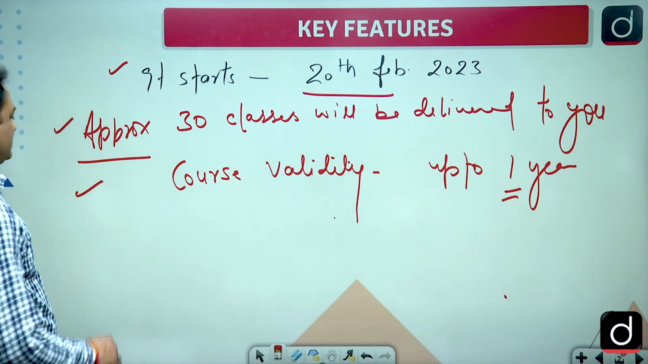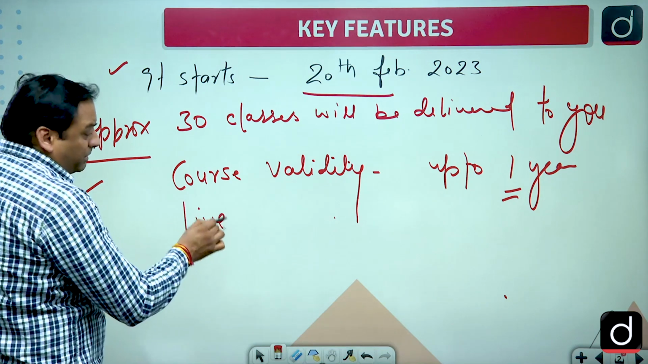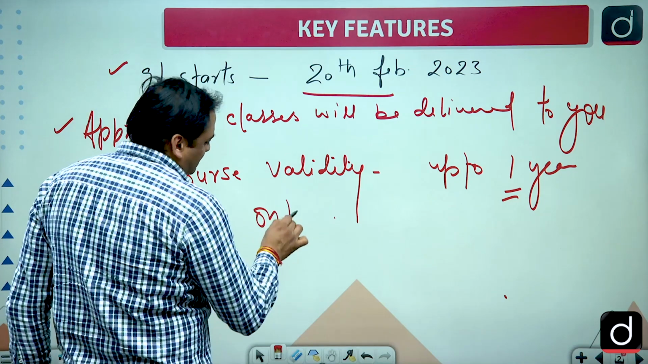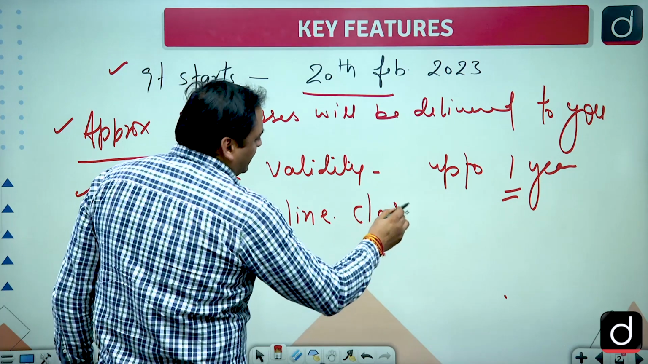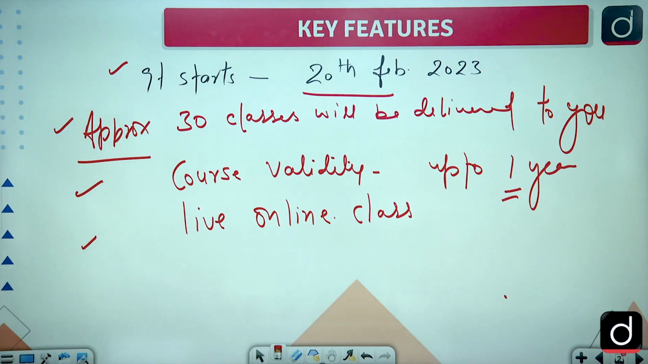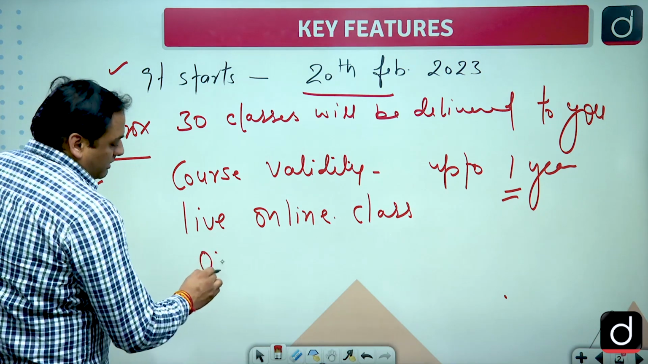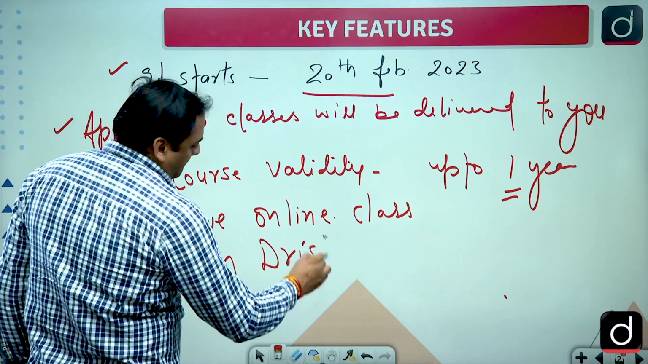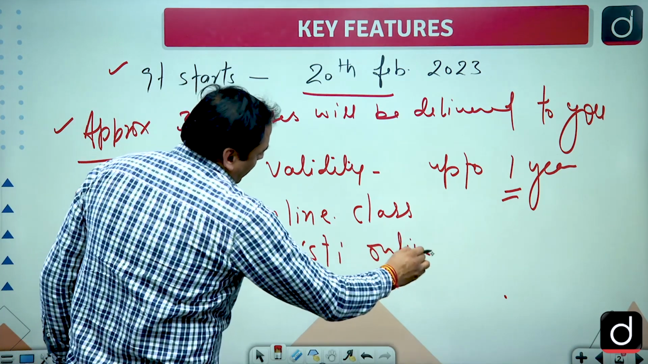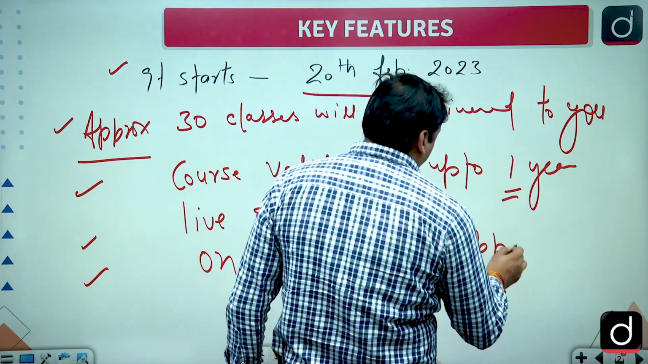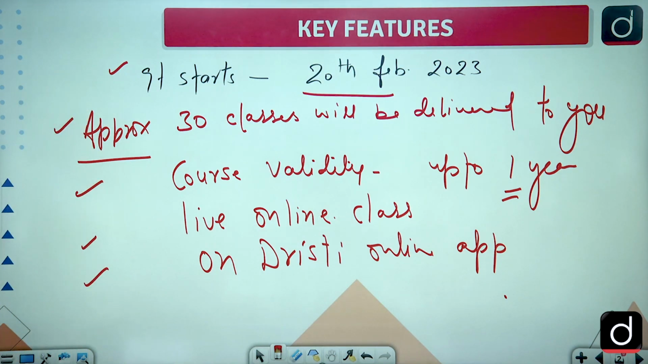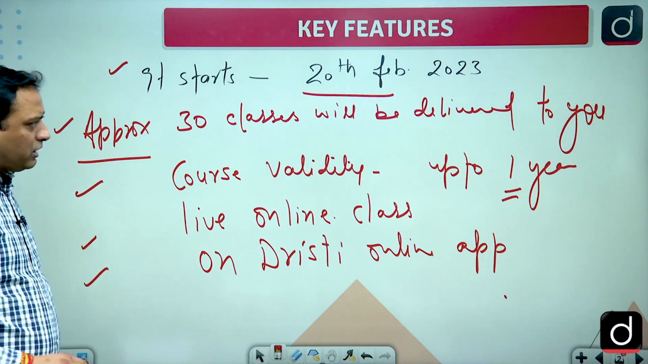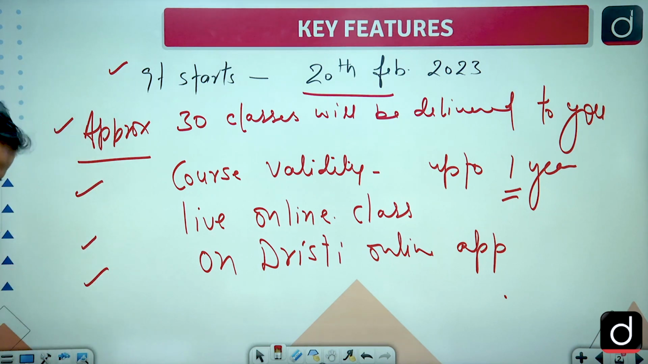Is it clear? And the fourth thing, it is already understood, but I have to write it: live online classes will be there. All the classes will be provided on the Drishti app, Drishti online. So these are the key features of this course. You need to understand all these. They are very important, and through them you can understand the procedure of the whole course. Some points are also there, but first of all, remember these things.